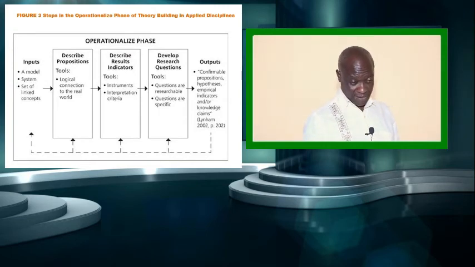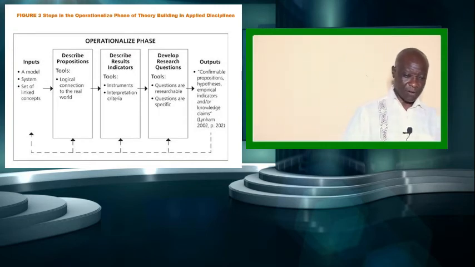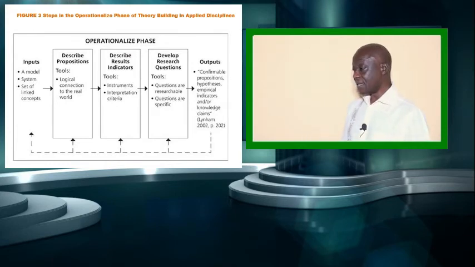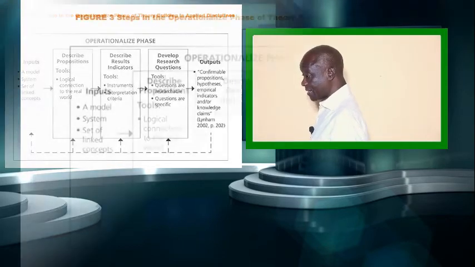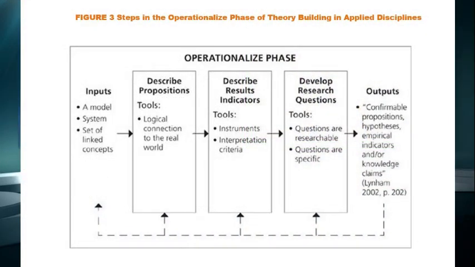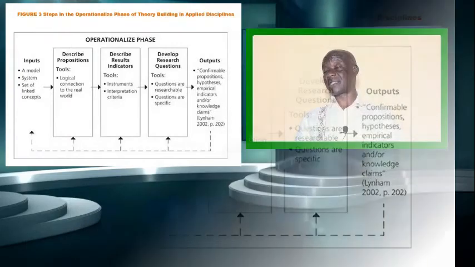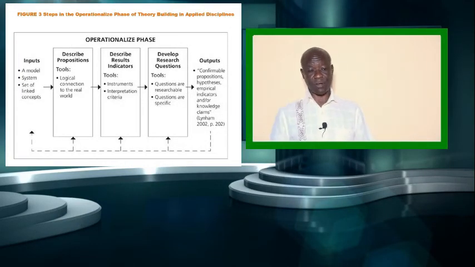Right, so that is very important, and let's now look at the summary of the steps. Now, ladies and gentlemen, the operationalized phase involves 3 steps, as we have already seen: describing propositions, describing empirical indicators, and developing hypotheses, which you have already seen in figure 3, which is still on the board here on the screen. So these 3 activities connect the theory to the empirical world by specifying how it will be judged.